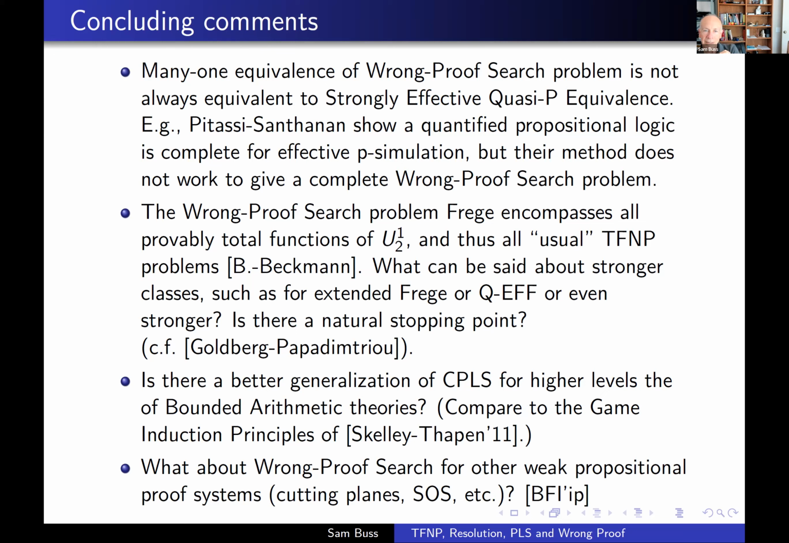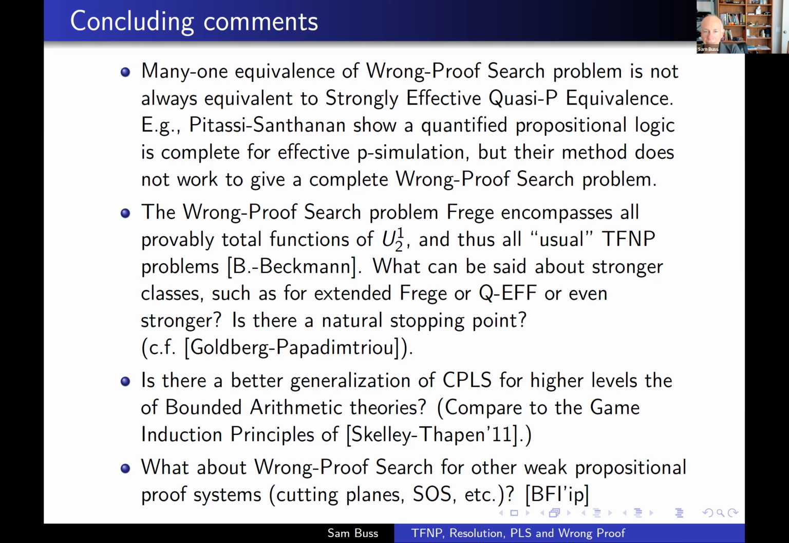So in particular, there is a maximal proof system, a quantified propositional logic, G_0 as it was called, that's the strongest possible proof system for effective P simulation. And it's a kind of quantified propositional logic, and they use a reflection principle for the proof and so on. But this doesn't seem to work to give a strongest possible proof system for wrong proof search problems. And the reason being the way the quantifiers work in their reflection method.